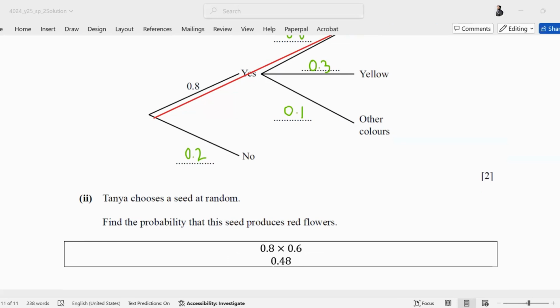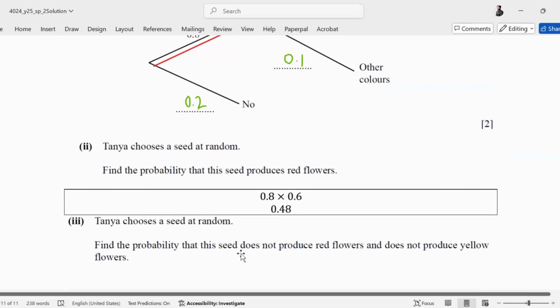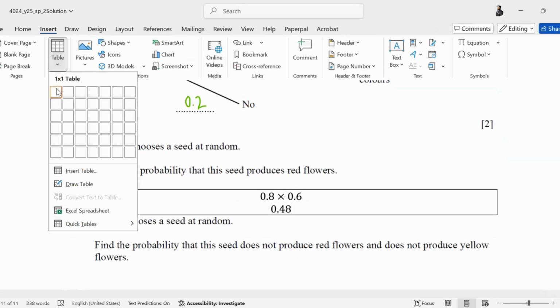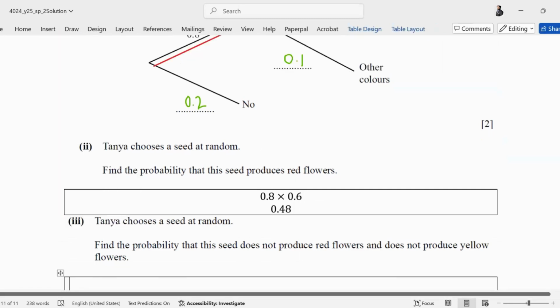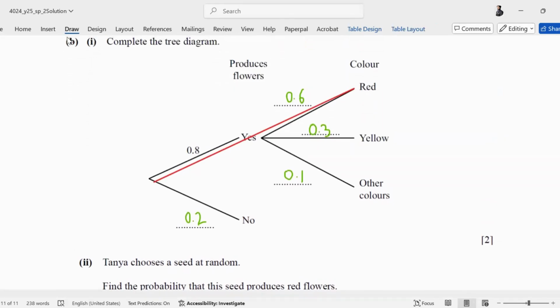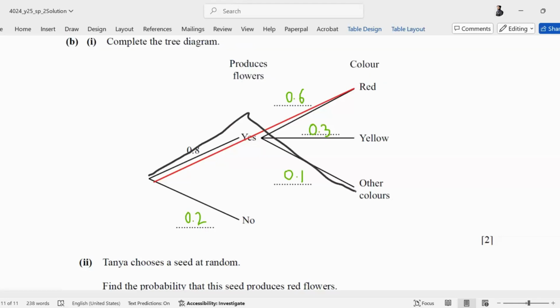Moving on to part 3. Tanya chooses a seed at random. Find the probability that this seed does not produce red flowers and does not produce yellow flowers. The question is very specific. It does not want it to produce red or yellow flowers, and every other thing is acceptable. So, looking at it, it produces a seed of any other color, this can happen, or it does not produce a seed at all.